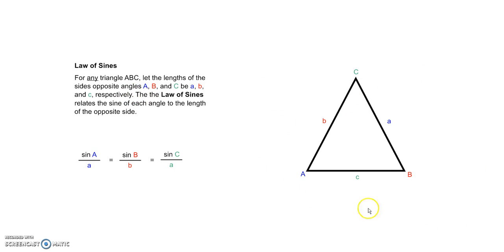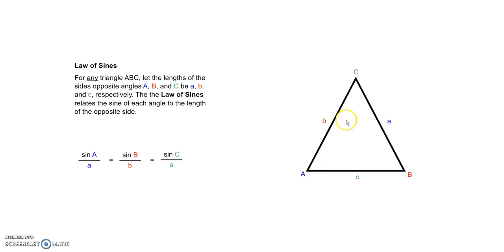So once we've defined the triangle in this way, what we can use the law of sines to say is that the relation between the sine of each angle and the length of its opposite side is equal for all three angles and sides.